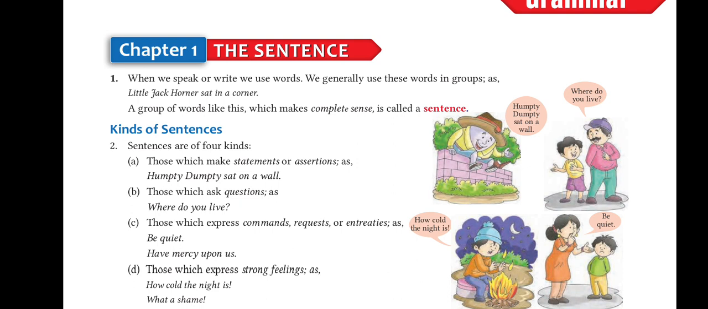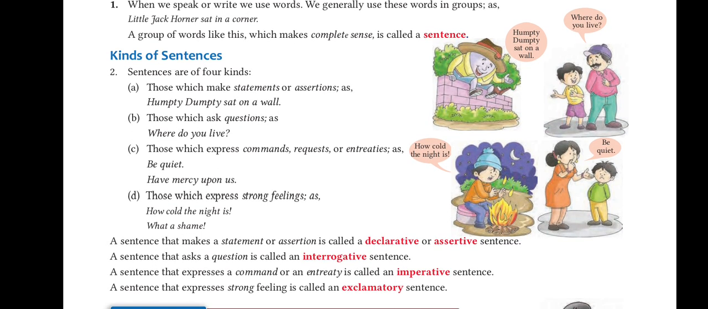The third type of sentence is those which express commands, requests, or entreaties. Examples of this are: be quiet, have mercy upon us. In this sentence, we express commands to someone, or we make a request to someone. The last type of sentence is those which express strong feelings. Examples of this type are: how cold the night is, what a shame. In this type of sentence, we express our strong feelings and emotions.